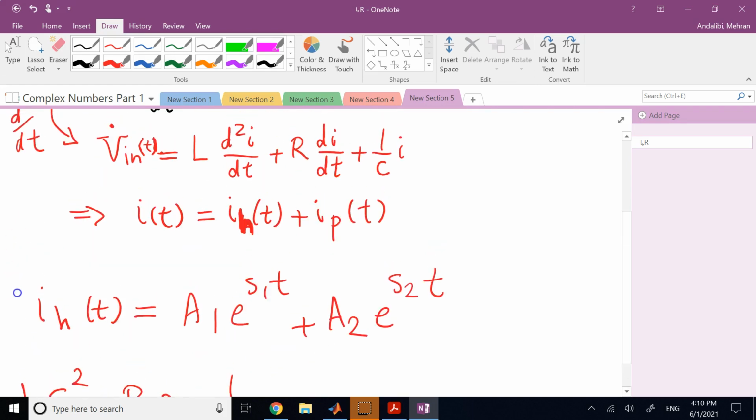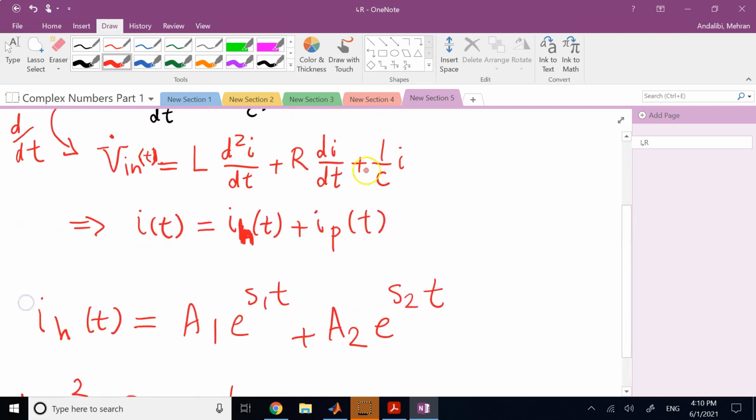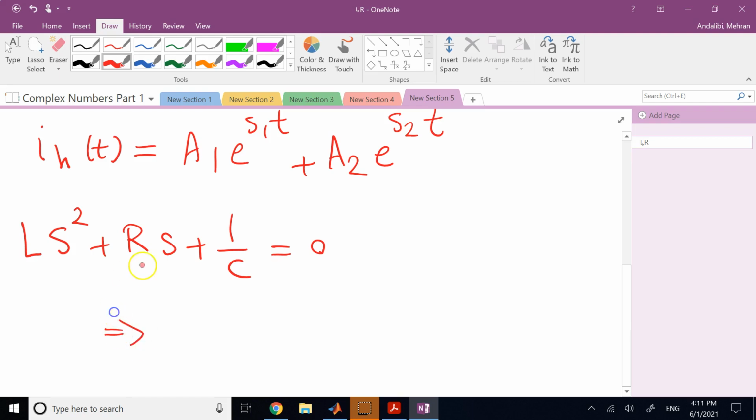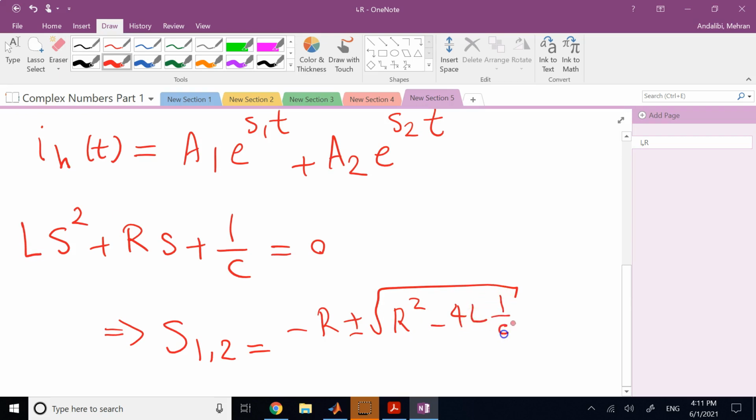Okay, these are the roots of this characteristic equation, which directly comes from the right-hand side. Now, clearly, if you solve here for s1 and s2, this is a quadratic. So s1 and 2 are going to be negative r plus minus square root of r squared minus 4 times L times 1 over C, divided by 2L. And now the solution here does depend on this guy under the square root.